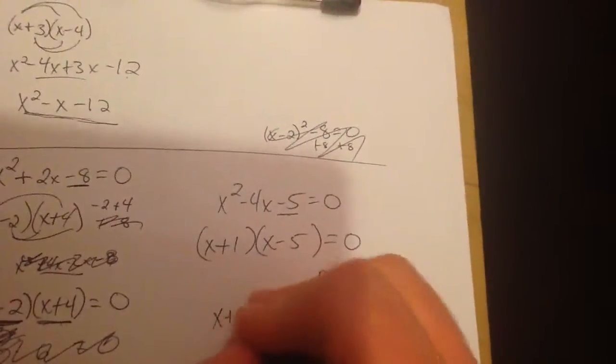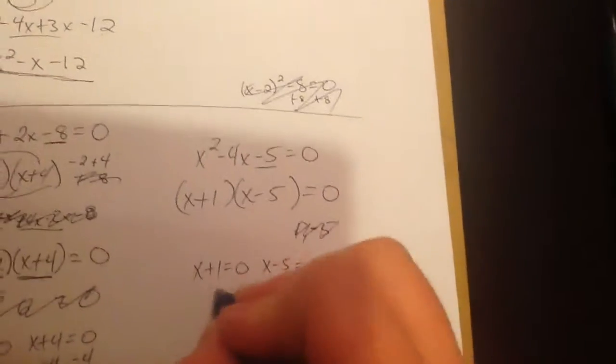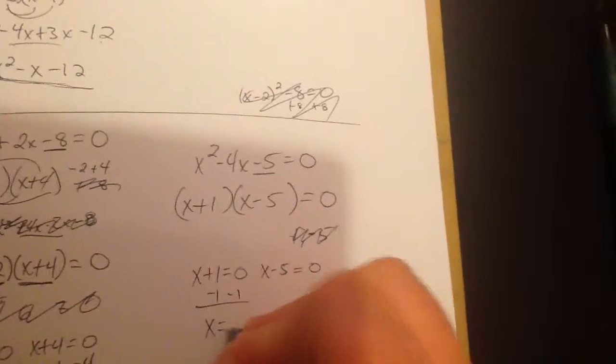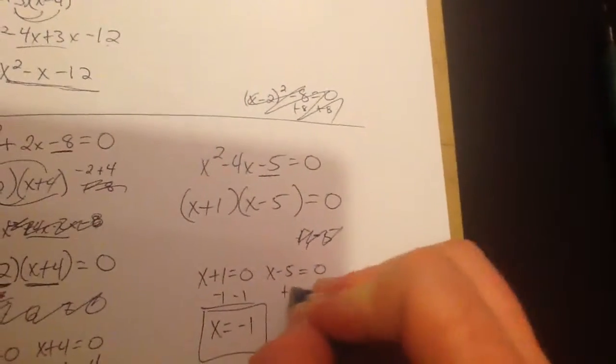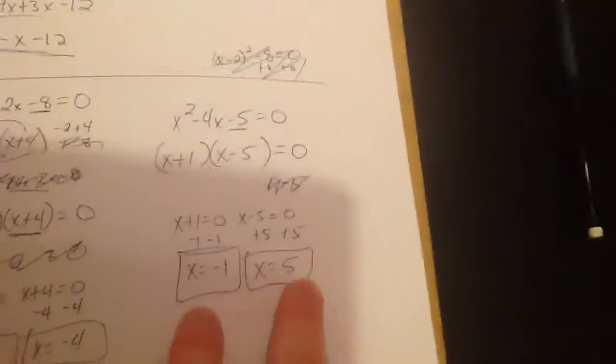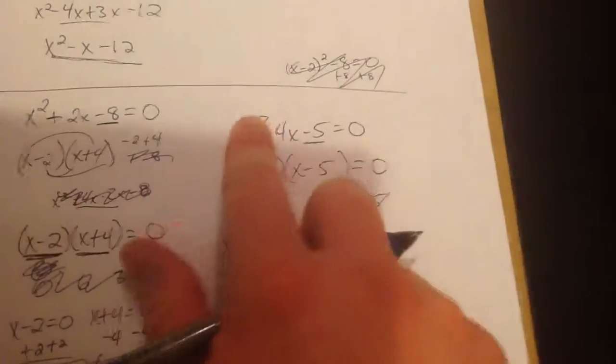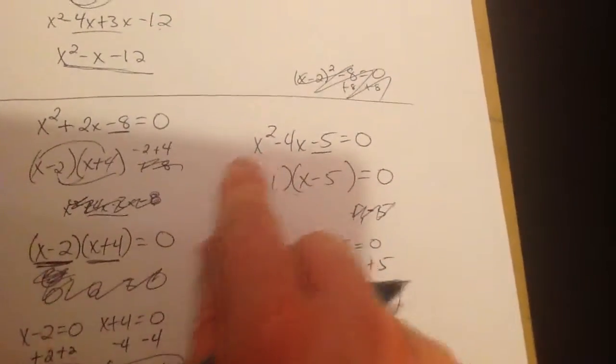Then just take each one of those, set it equal to 0, and solve for x. So x equals negative 1, and x equals 5. The first 6 problems on your worksheet today are just like this. The last 3, the number in front of the x squared isn't 1.